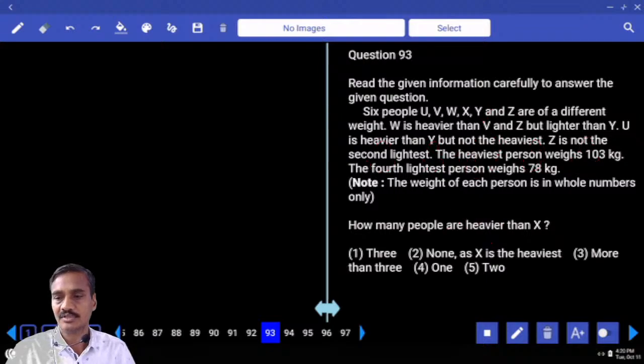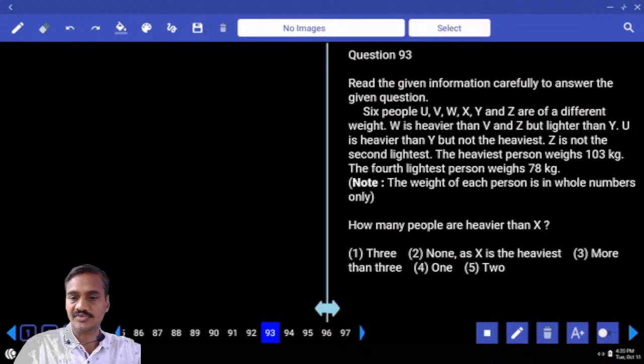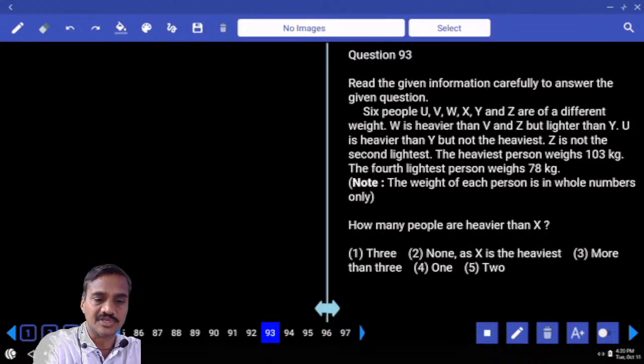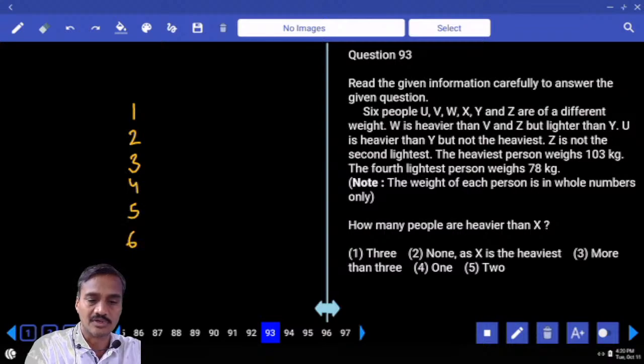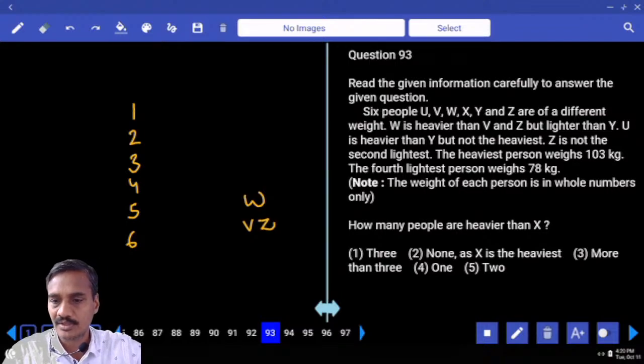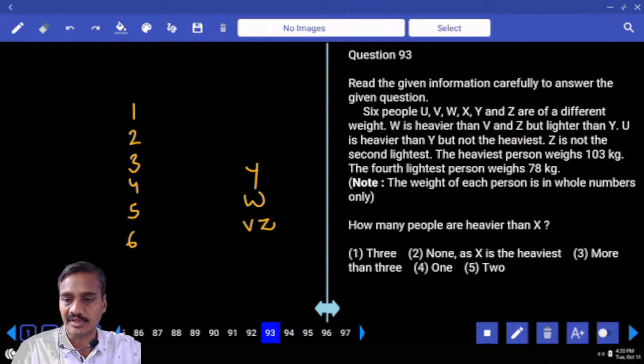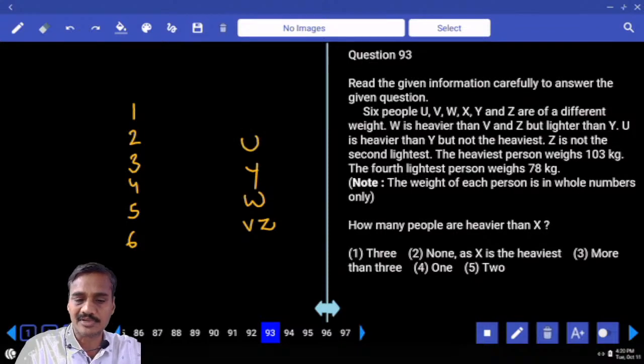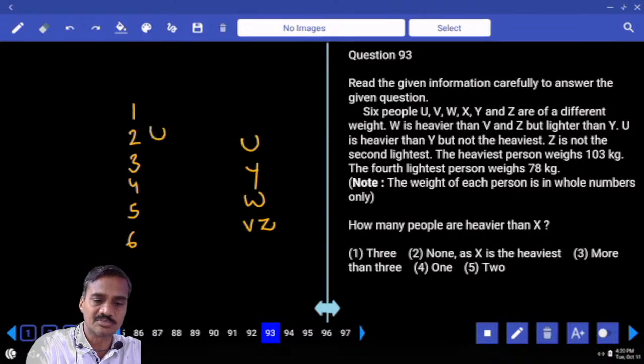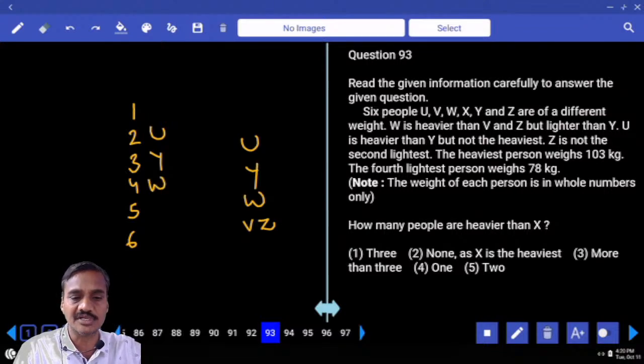Then 93, how many people are there? There are some 6 people. And they are of different weight. W is heavier than V and Z. 1, 2, 3, 4, 5, 6. Now this W is heavier than both these 2 persons V and Z. W is lighter than Y. U is heavier than Y, but not the heaviest. Hence U is at this place, Y is here, W is here, V and Z in any order.